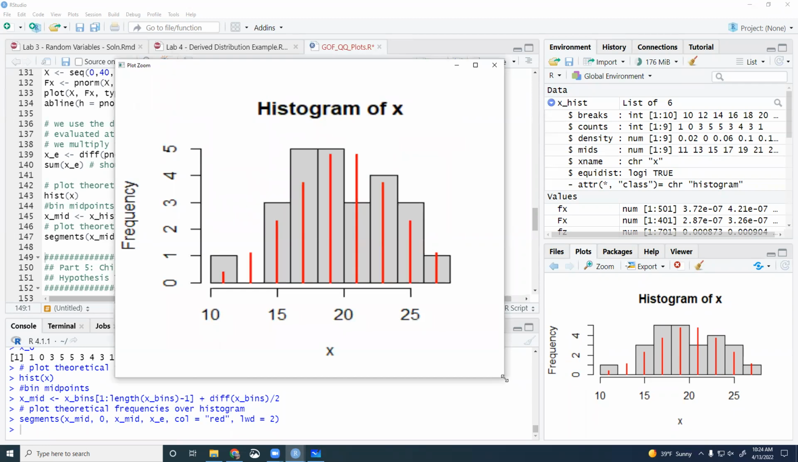So if my fitted normal distribution would expect to see this many counts for each histogram bin based on the theoretical distribution. So that's just the visualization. Observed frequencies on the histogram in gray, and then expected frequencies in red.